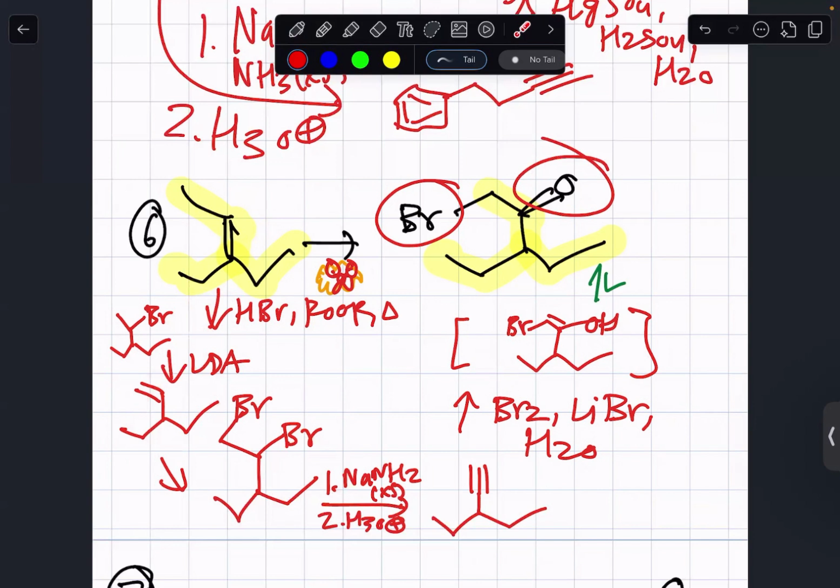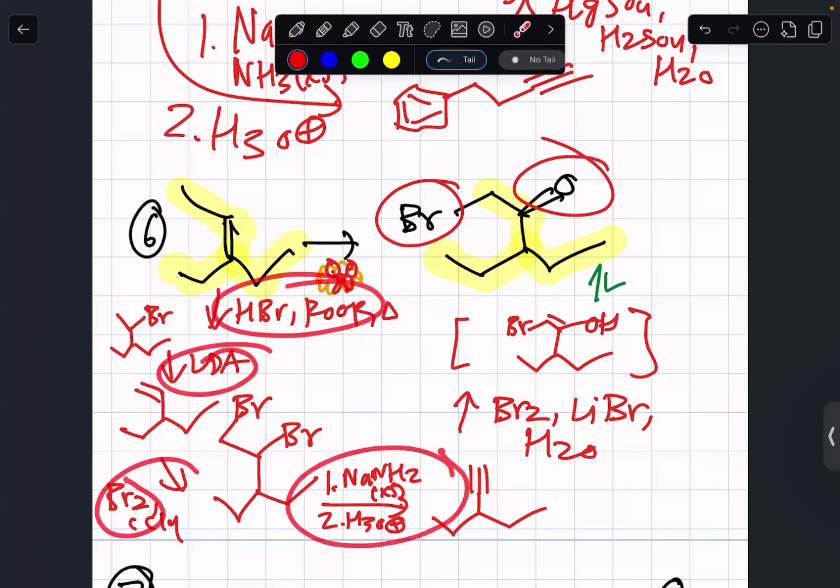So this one: radical addition of HBr, E2 Hofmann, halogenation in a nonpolar solvent, Br2 CCl4, 2, 3, terminal alkyne formation, and then halogenation in water with tautomerization. So 1, 2, 3, 4, 5 steps like that.